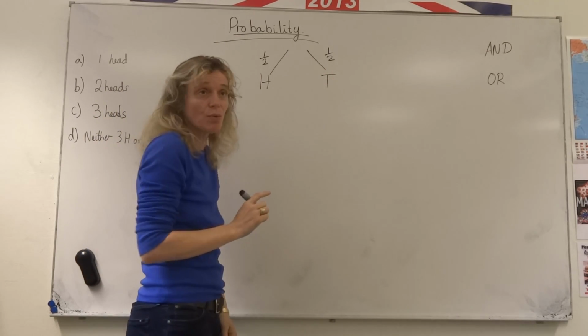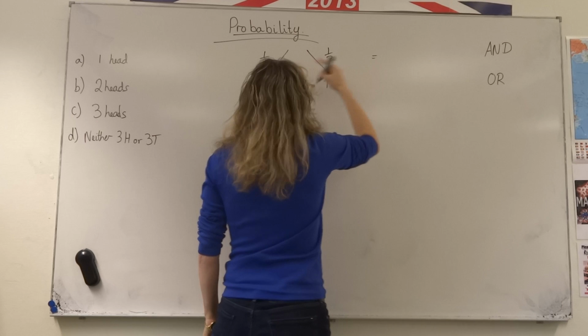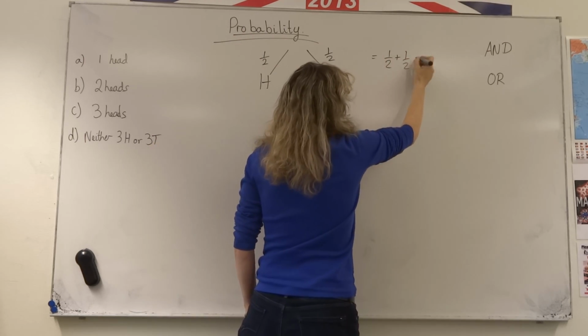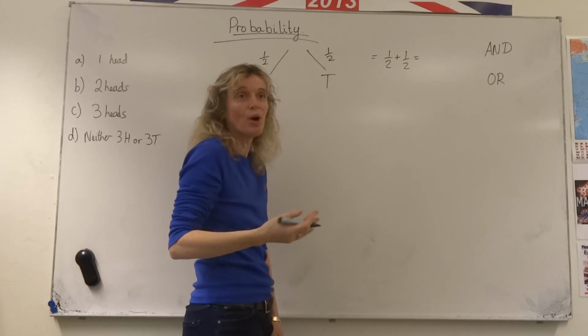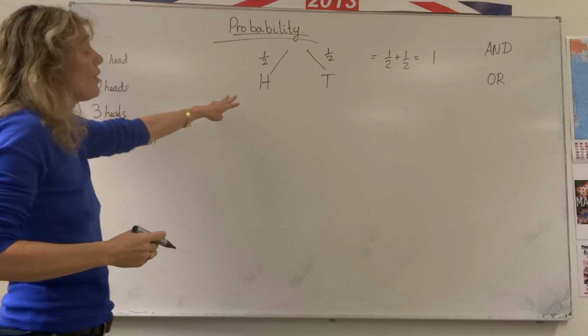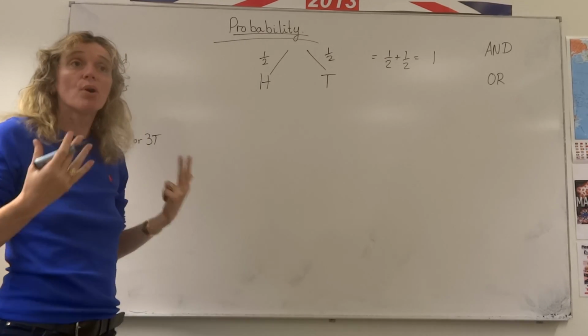If I've done this right, these two probabilities on this level should always add up to be 1. Does a half and a half add up to be 1? Yes. Okay, so I've done it right. I'm now going to toss the coin again. What are my possibilities again?